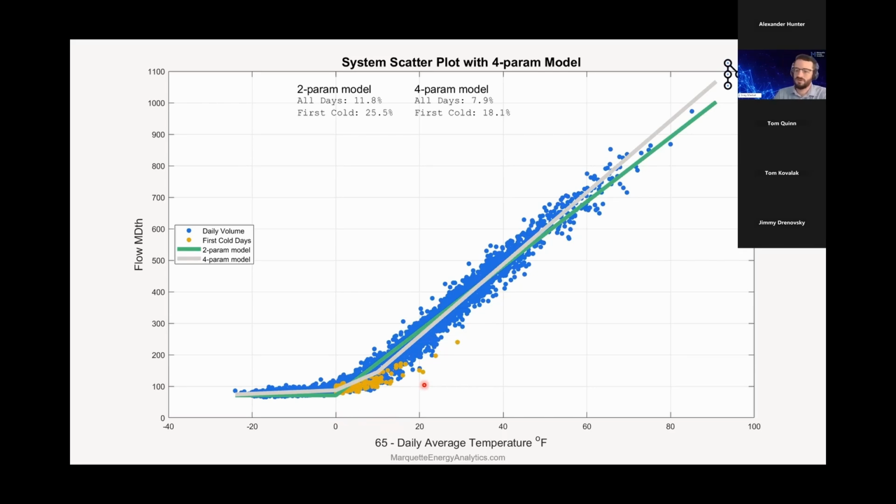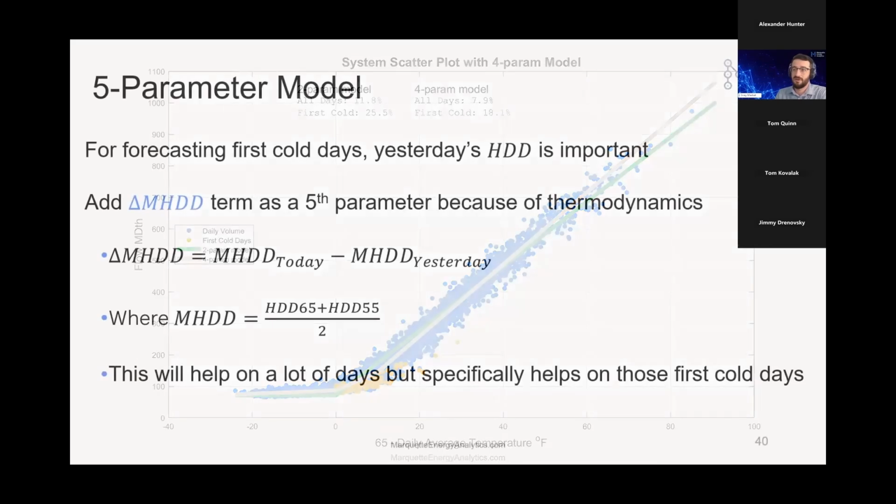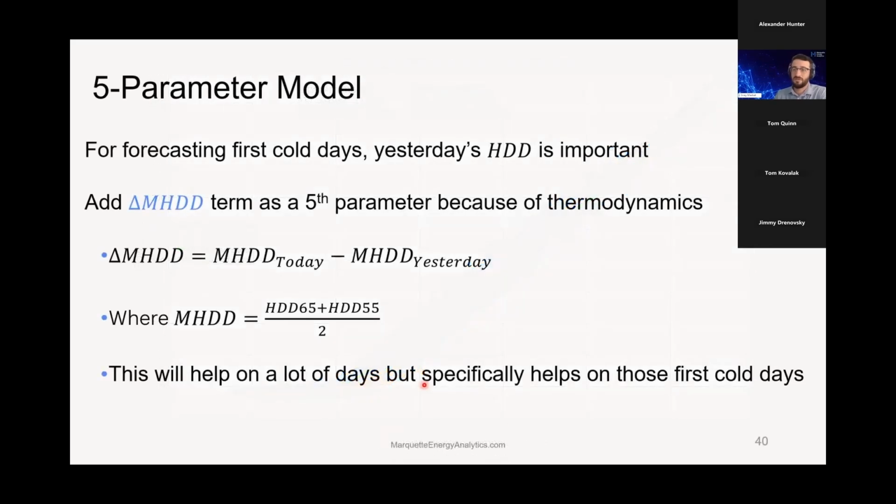So what can we do to do better here? This is where our fifth parameter to our model comes in.